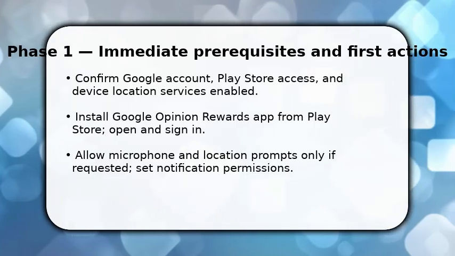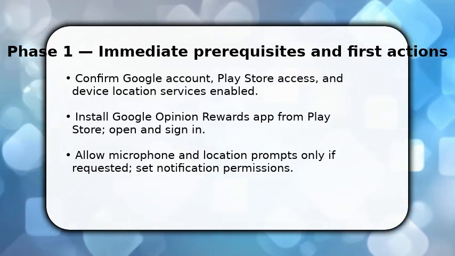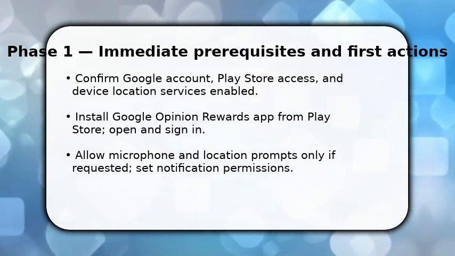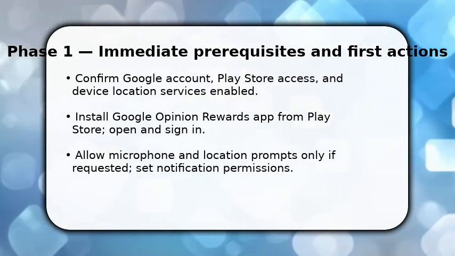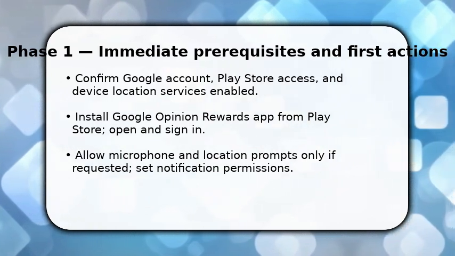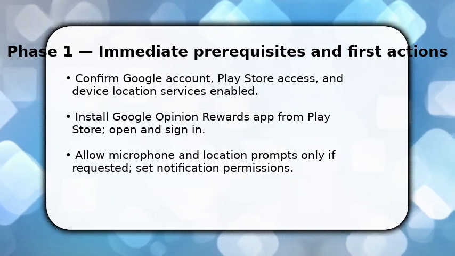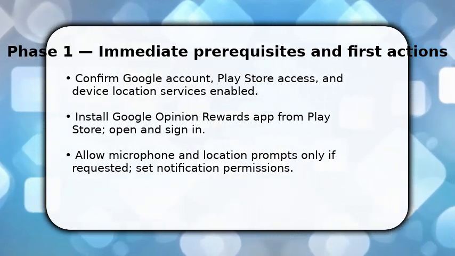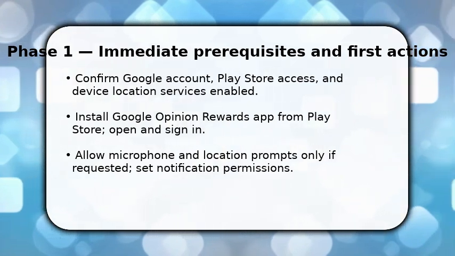You begin by preparing what matters: a logged-in Google account and Play Store access, because that's how surveys link to you. Once installed, open the app and sign in. The app verifies your account and region so you get relevant surveys. Make sure location and notifications are enabled. Surveys often target local businesses and timing. If the app asks for permissions, grant only necessary ones. This preserves privacy while ensuring survey delivery and accurate reward credits to your account.